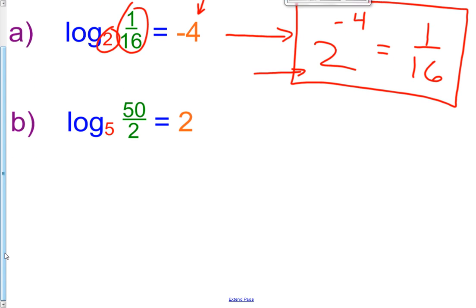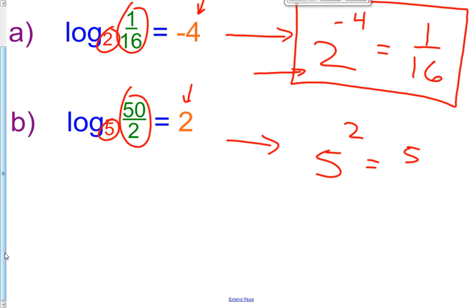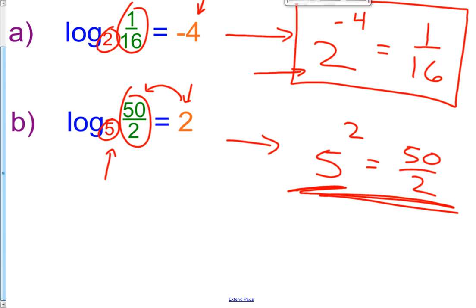Let's try letter B now. The base stays as the base. So here's log base 5, and we're going to have the base of our exponent be 5. 5 raised to the number on the right, 5 squared, equals 50 halves. And 50 halves is the same thing as 25, is it not? So 5 squared equals 25. It makes a true statement. So if you kind of want to think of it this way, the 5 stays there, and these two just kind of switch spots when we talk about logarithmic and exponential form.